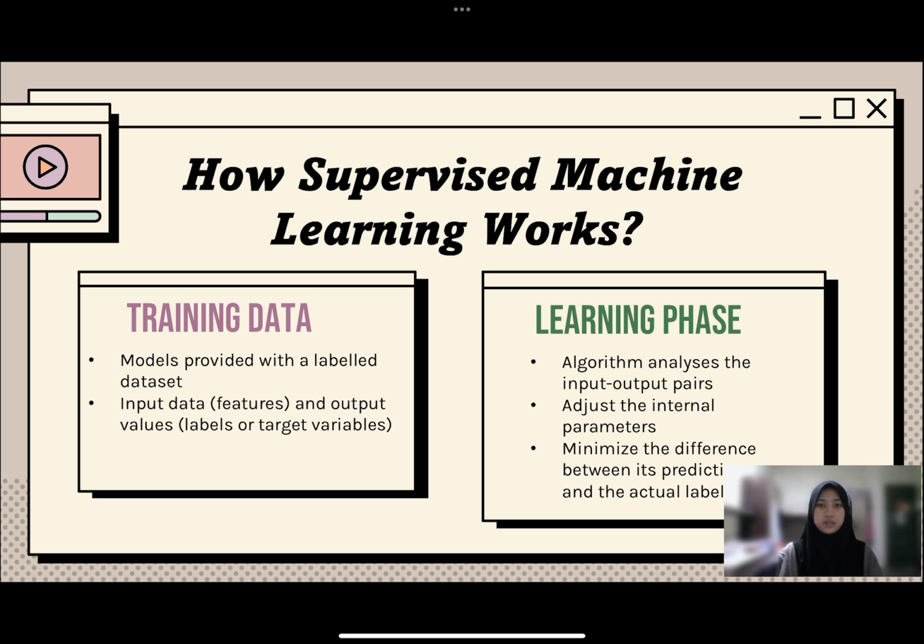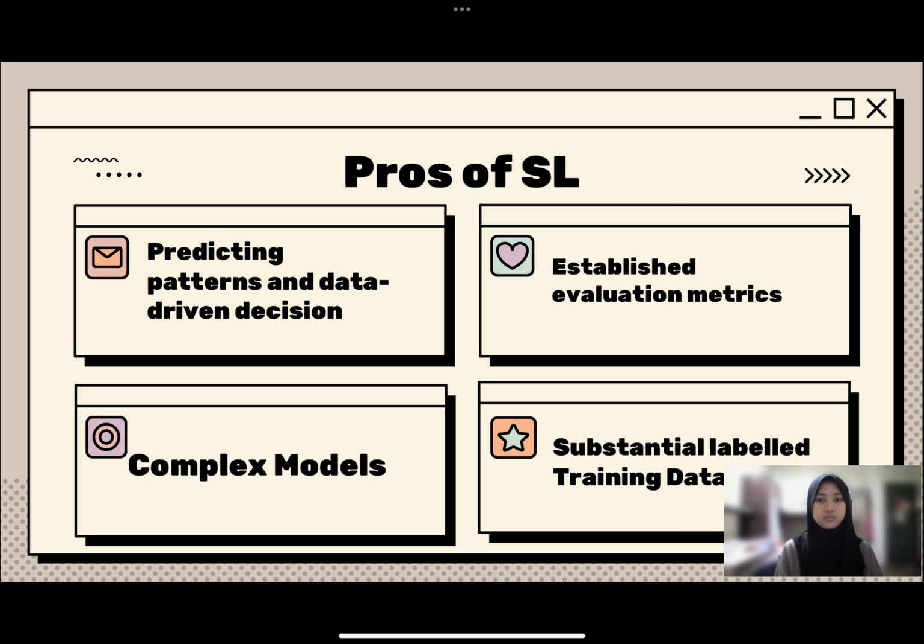Supervised learning algorithms rely on input features and their corresponding output labels to learn and make predictions. This process involves several key stages, which are training data and learning phase. In training data, the model is first provided with a labeled dataset that includes input data and the correct output values, while in learning phase, the algorithm analyzes the input-output pairs to learn the underlying relationships, and it adjusts its internal parameters to minimize the difference between its predictions and the actual labels, often using techniques like gradient descent.